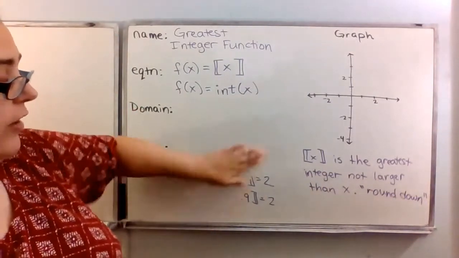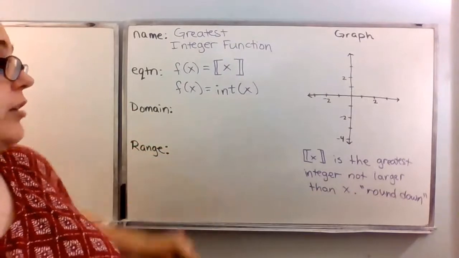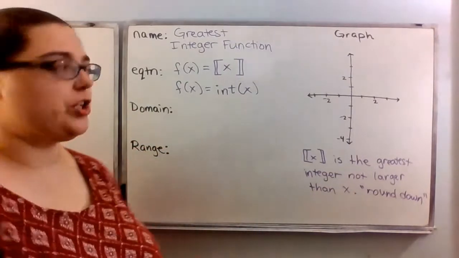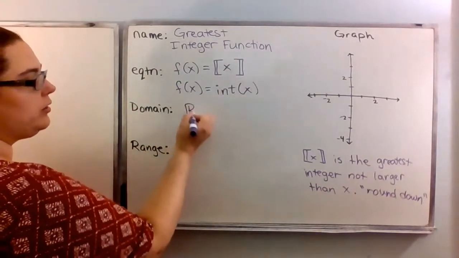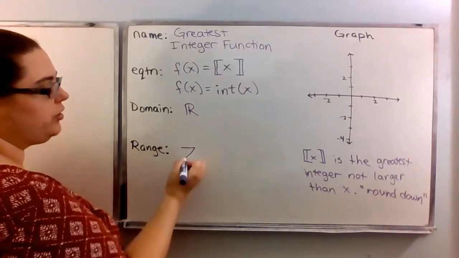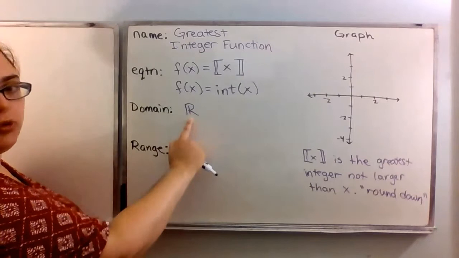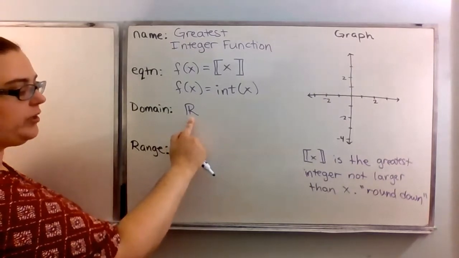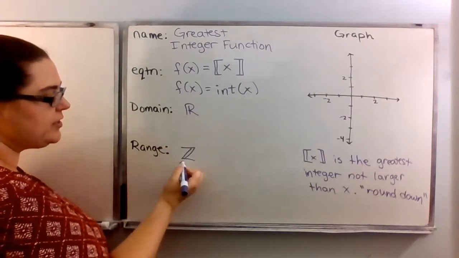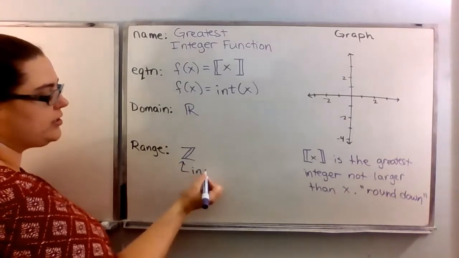Before we do the graph, however, let's talk about the domain and range. The purpose of this function is to take any real number and turn it into an integer. So just like the fancy bold R stands for real numbers, Z, fancy Z, stands for integer.